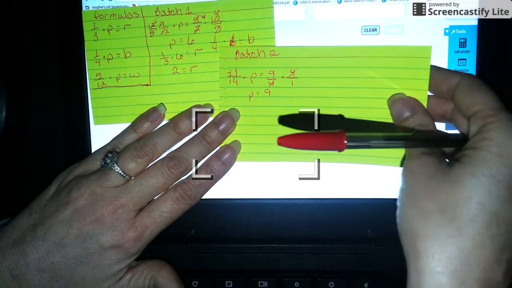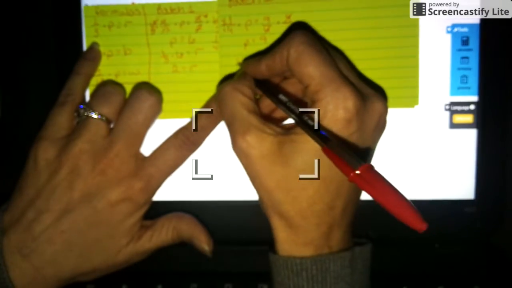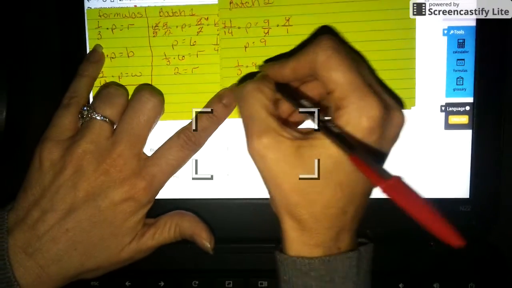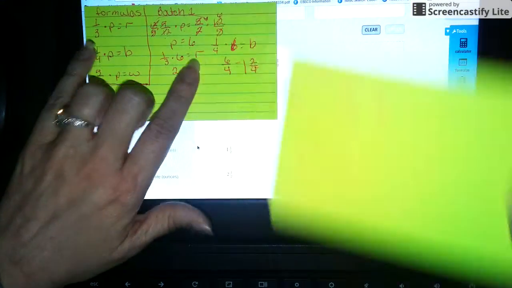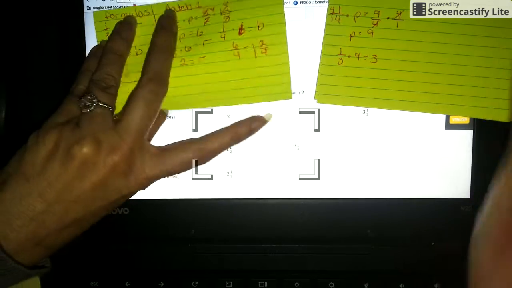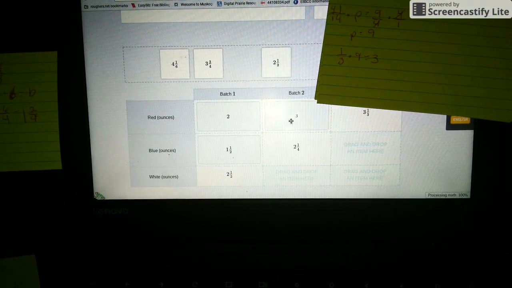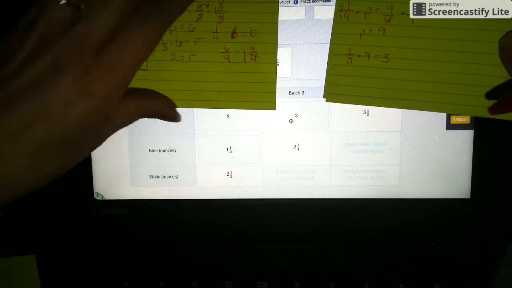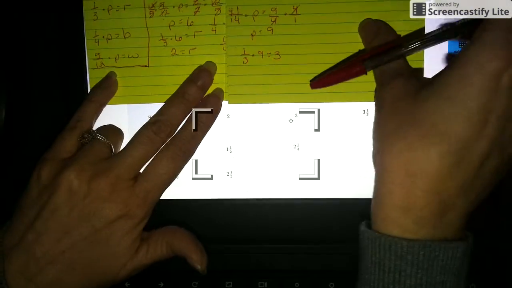So now then I can plug the 9 in to the other formulas to find my missing amount of paint. 1/3 of 9. What's 1/3 of 9? 9 divided by 3 is 3. So they use 3 ounces of red paint. So I'll drag my 3 down. And I'm going to use that same formula for white. I'm going to plug in 9.